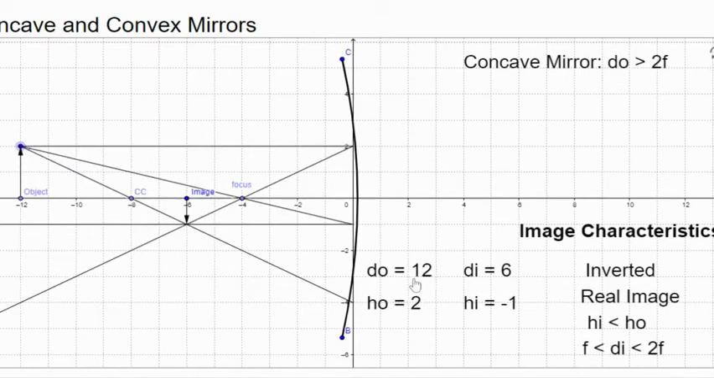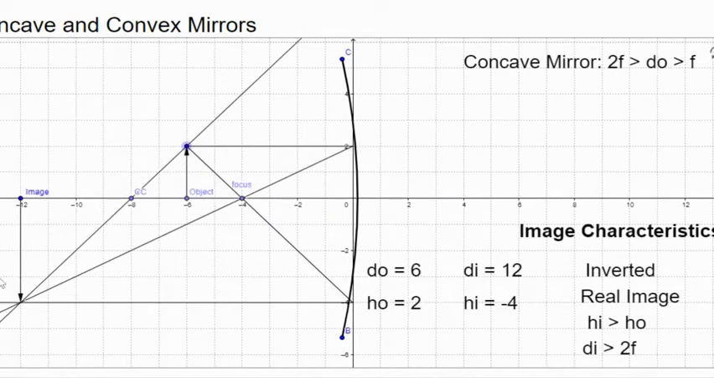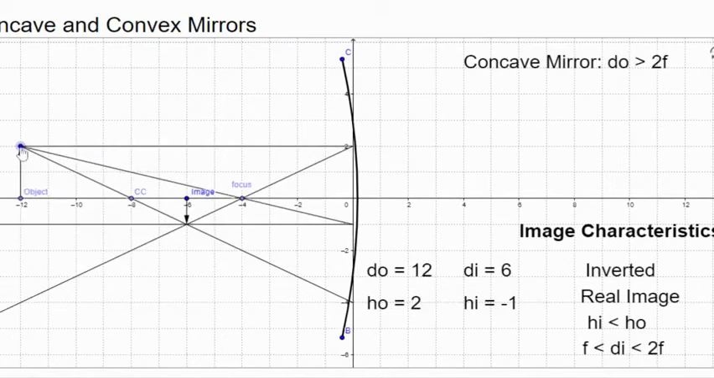Look at that. When the object distance is 12, the image distance is 6. Maybe you want to pause and rewind that and see it again. All right? But I'll just go ahead and go back. When the object distance is 6, the image distance is 12. And when the object distance is 12, the image distance is 6. So there's a symmetry there, that they're kind of flip-flop from each other.